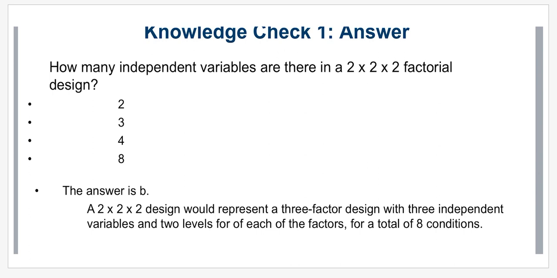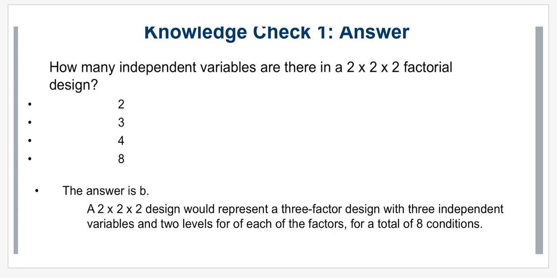The 2's themselves are telling you the levels or the conditions for each variable. So remember, that means that there's 2 conditions for factor A, 2 conditions for factor B, and 2 conditions for factor C. So that would mean that you would have 2 conditions for your first independent variable, 2 conditions for your second, and 2 conditions for your third.